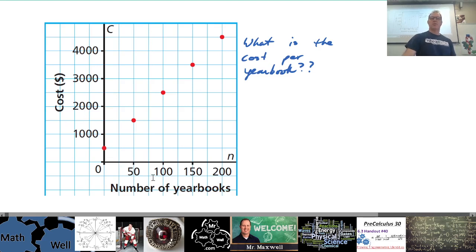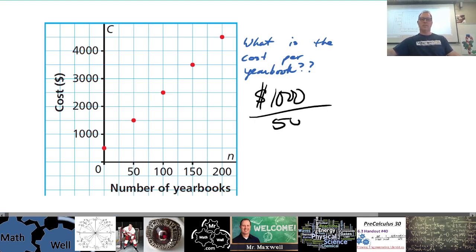So before any yearbooks are ordered, it's $500 for the printing fees or whatever. So that's your flat rate, $500. Then at 50 yearbooks, the total cost is $1,500. So what is the rise between this point and this point? 500 to about 1,500 is $1,000 per 50 yearbooks. 1,000 divided by 50 is 20. So $20 per yearbook.